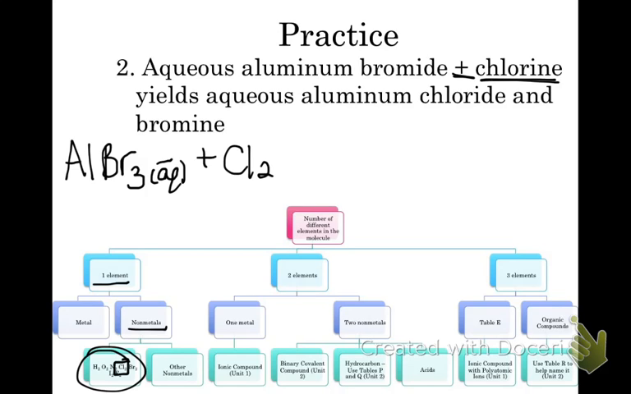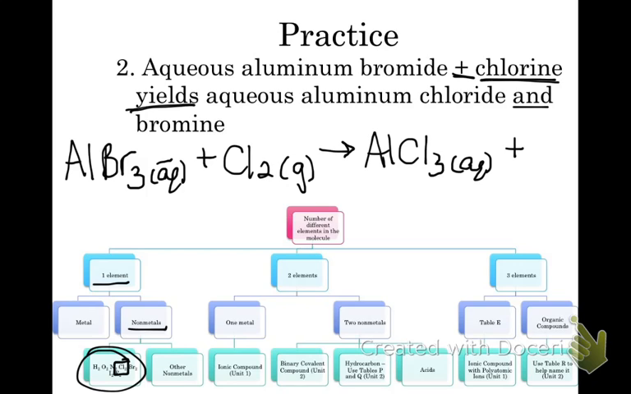We know Cl2 is going to be a gas at standard temperature and pressure because we follow the rule of 17 for the nonmetals. We know it yields aqueous aluminum chloride, AlCl3, and that was aqueous, and, which is that plus sign, bromine. So again, going down through, bromine is one element, it's a nonmetal, and also happens to be one of the diatomic molecules, so it's Br2. And I know my states of matter, at STP, bromine is going to be a liquid.